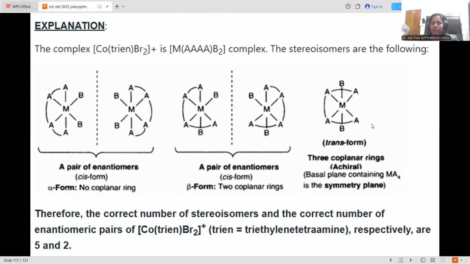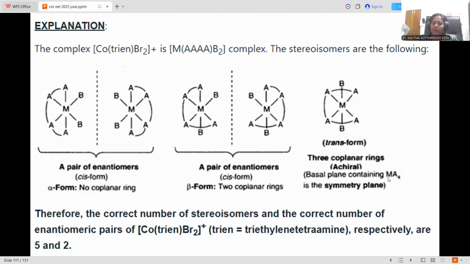We have another provision. Let me occupy the tetradentate ligand in all four equatorial corners. The two bromine atoms occupy the axial positions around the metal. Again, it is an octahedral complex, but in this representation the two bromines are trans with respect to each other. That is called the trans form. And the three coplanar ring systems are achiral.